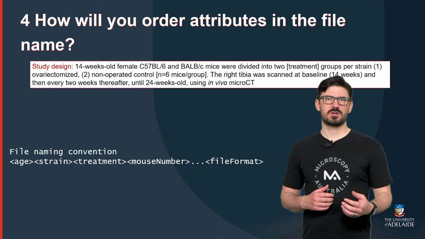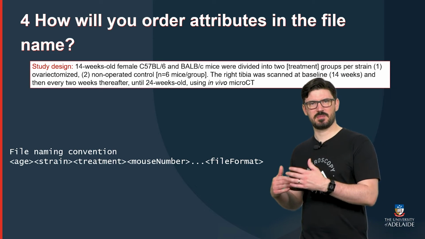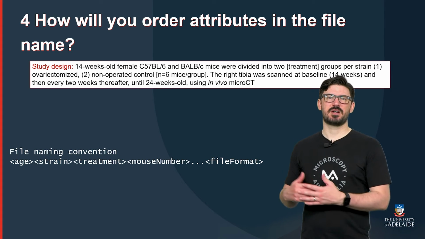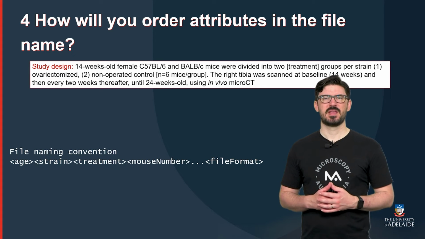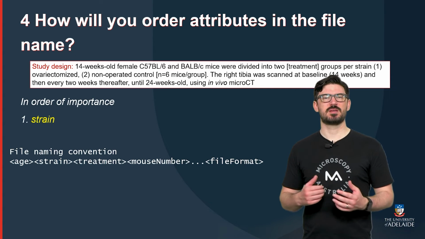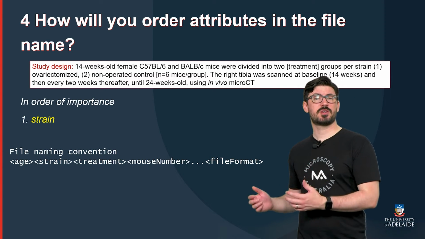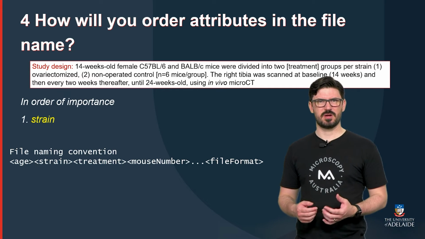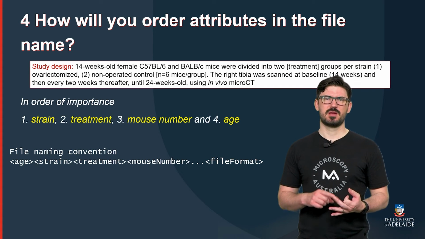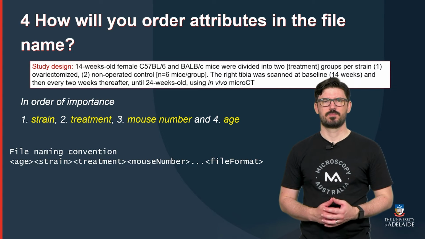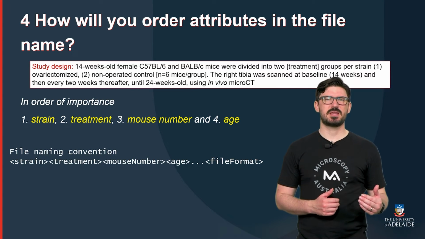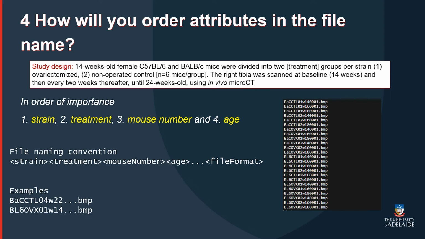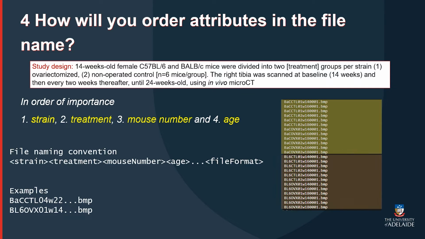So when I default sort, I want to see all files for the white mice, the BAC, before seeing any files for the black mice, the BL6. And I therefore decided that strain was my most important attribute. I then prioritized all OVX mice over my controls, so the CTL, and consequently, in importance order, my attributes became strain, treatment, mouse number, and mouse age. So accordingly, I amended the naming convention and the example file names to reflect the change. And it's just noteworthy that the white BAC mouse appears now before BL6, which was previously sorted per the mouse age.